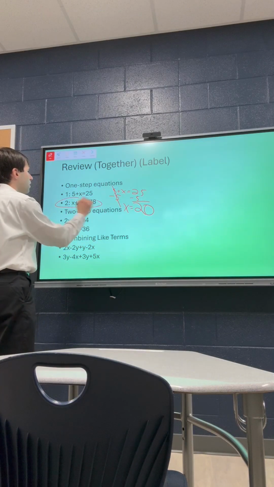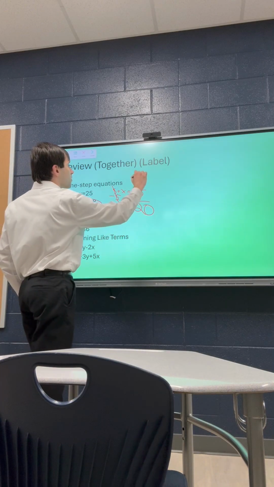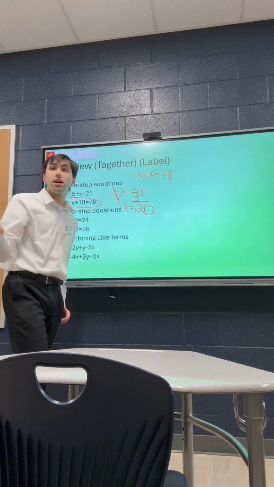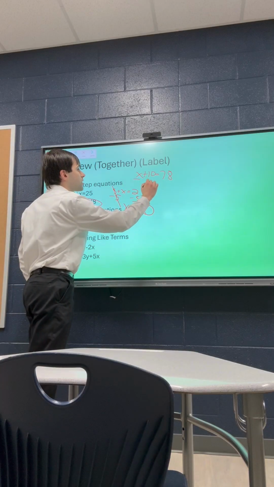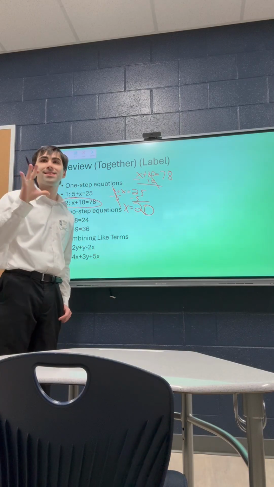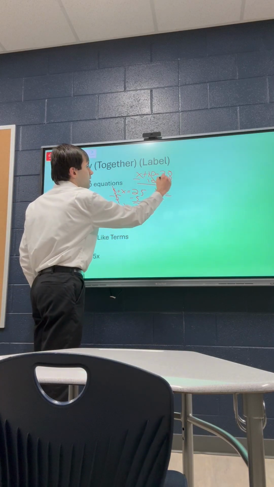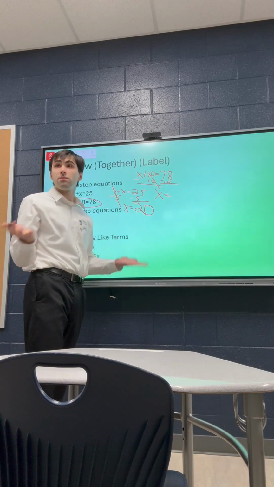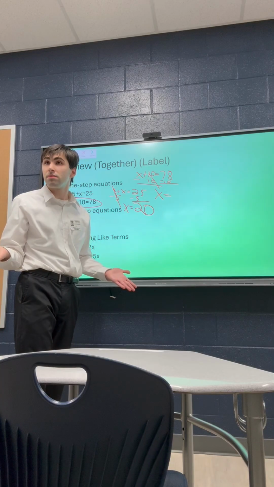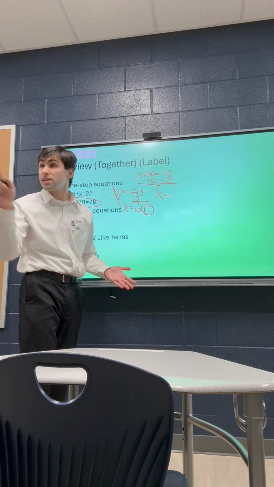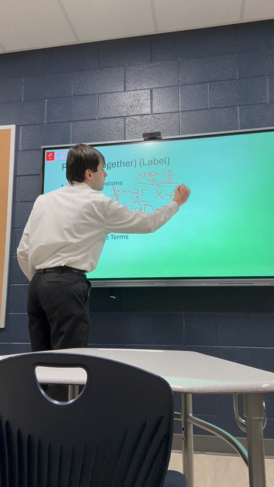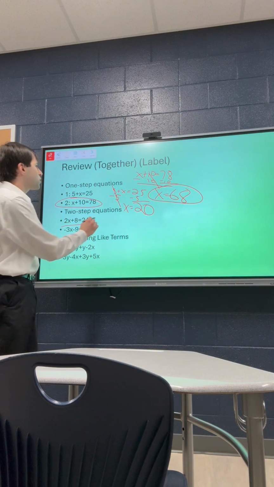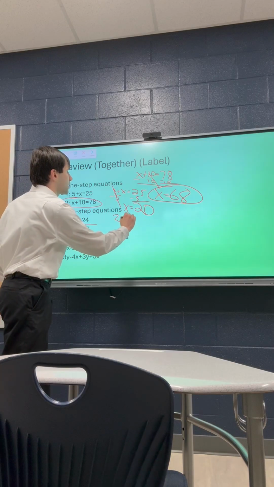Now, for number 2, we get x plus 10 equals 78. Again, we do the same thing, minus 10, we get x by itself. X equals 78 minus 10. What is 78 minus 10? 68. Yeah. And then we get x equals 68. That's done. One step.